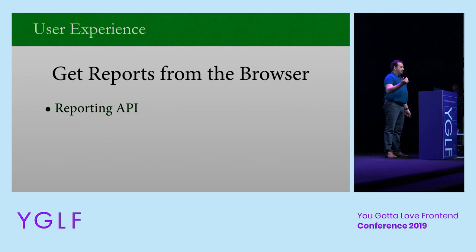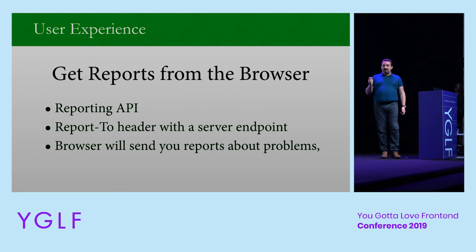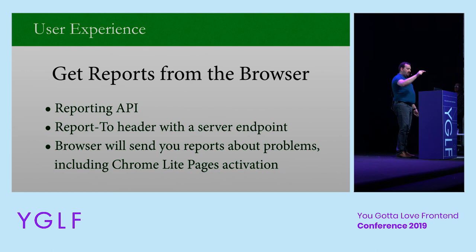And now you can get reports from the browser. There is a Reporting API. There is a header, Report-To, with a server endpoint. And basically, the browser will send you reports about problems, including if Chrome Lite pages are being activated on your site. So you can actually know this on your server right now.